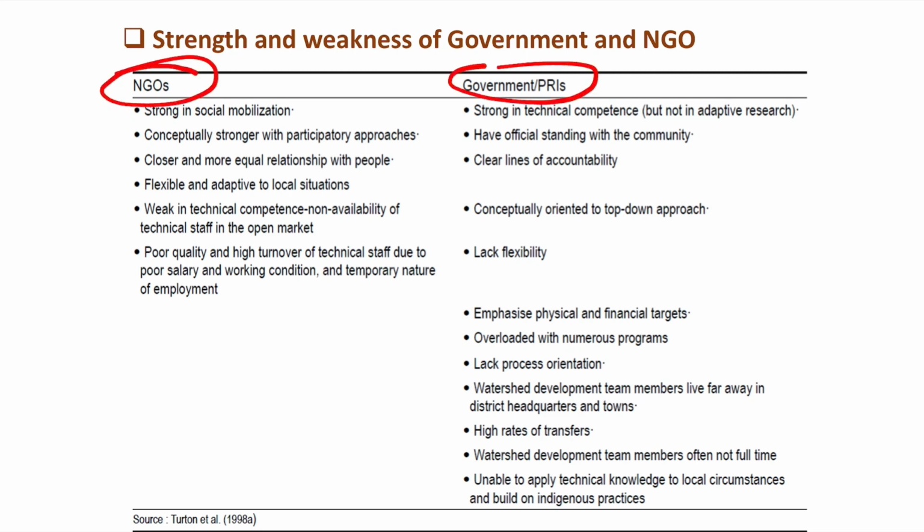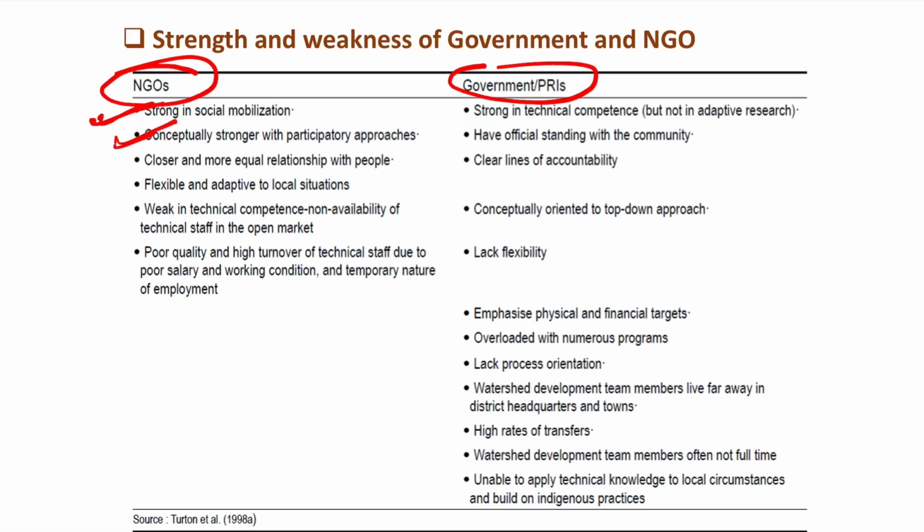NGO मतलब वहाँ पे स्ट्रॉन्ग इन सोशल मोबिलाइजेशन. NGO अगर लोकल गवर्नमेंट में, जो लोकल एरिया में नॉन गवर्नमेंट ऑर्गेनाइजेशन है, उनका बॉन्डिंग लोकल पीपल के साथ ज़्यादा होगा, देन गवर्नमेंट पॉलिसी मेकर्स और गवर्नमेंट पीपल होते हैं, उनके साथ इतना बॉन्डिंग अच्छा नहीं होता है. लेकिन NGOs जो है वो वहाँ पे उस लोकेलिटी में सालों से काम कर रहे हैं, तो वहाँ पे उनका बॉन्डिंग बहुत अच्छा होगा. Then conceptually stronger with participatory approaches.